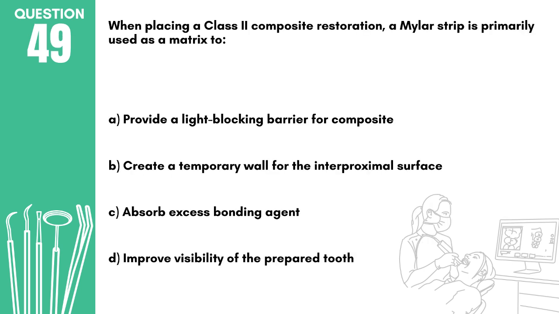Question 49. When placing a Class II composite restoration, a mylar strip is primarily used as a matrix to: A. Provide a light-blocking barrier for composite. B. Create a temporary wall for the interproximal surface. C. Absorb excess bonding agent. D. Improve visibility of the prepared tooth.